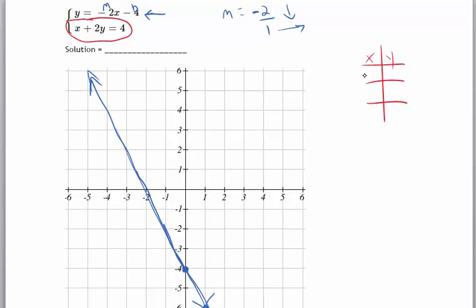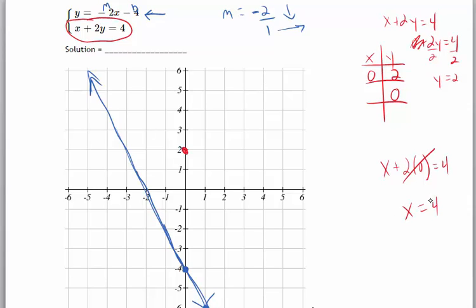So here's my line, x plus 2y equals 4. I'm going to let x be 0. So 0 plus 2y equals 4. That 0 goes away. 2y equals 4, which means y equals 2. So the point (0, 2) is on my second line. Then I plug in 0 for y. So x plus 2y equals 4, and that goes away. That one works out real easy. x equals 4. So the point (4, 0) is on my line, which is right here.